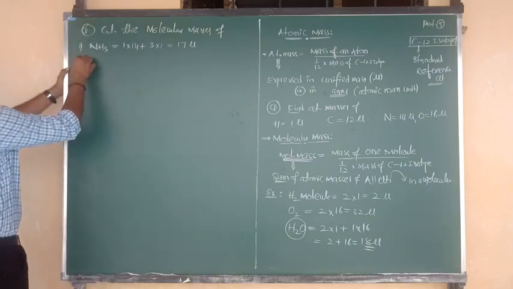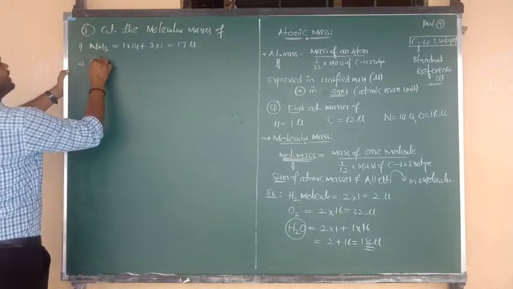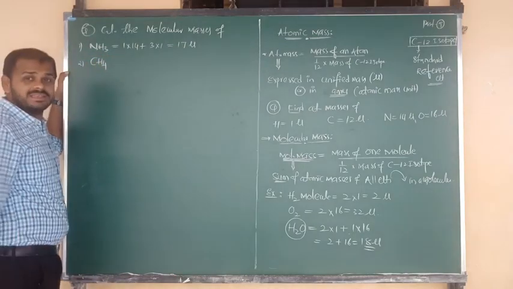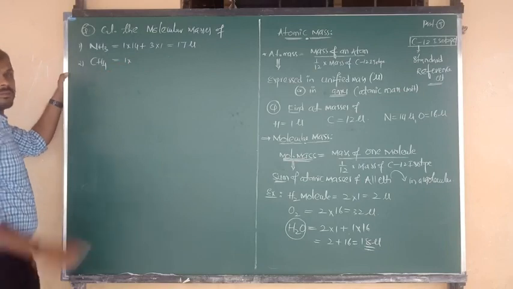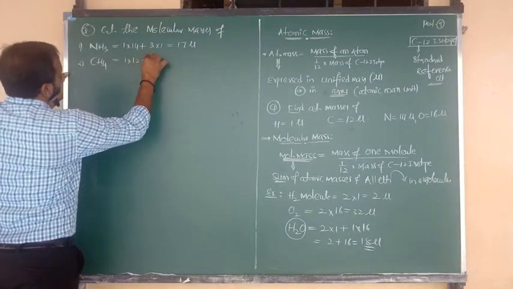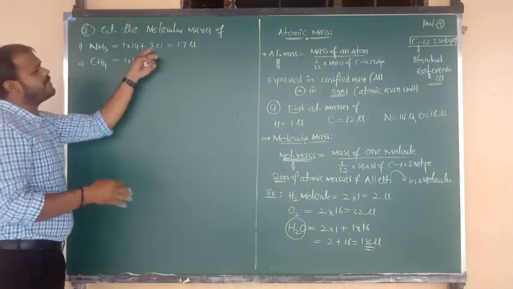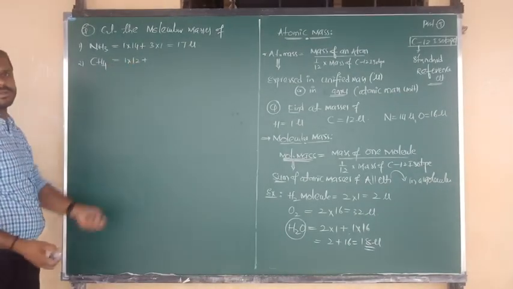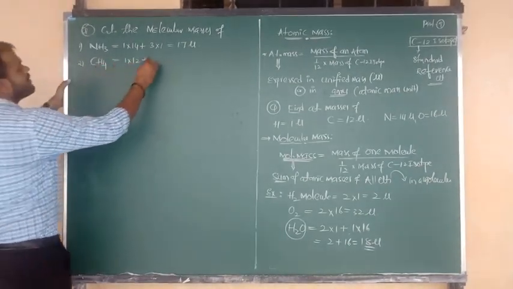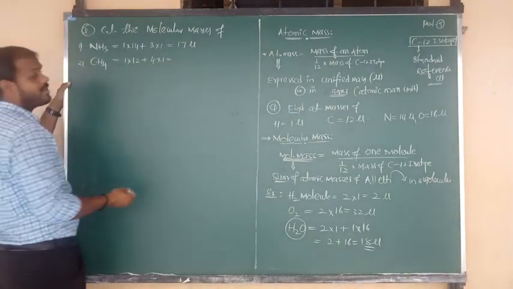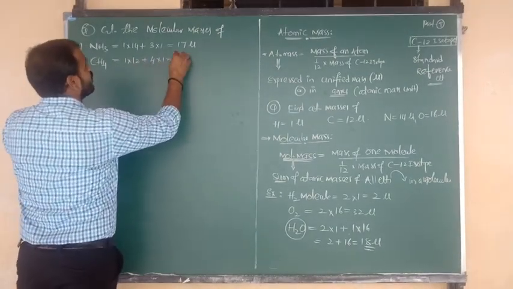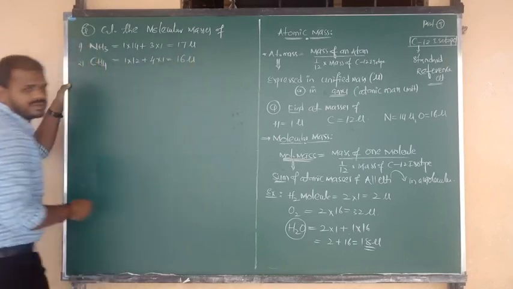Okay. Next one I am going to write is methane. What is the formula of methane? CH4. The number of carbons is 1, and the carbon atomic mass is 12. Sum of atomic masses, that is nothing but molecular mass. And the number of hydrogens is 4, into atomic mass 1 unified. So 12 plus 4 is equal to 16 unified mass.